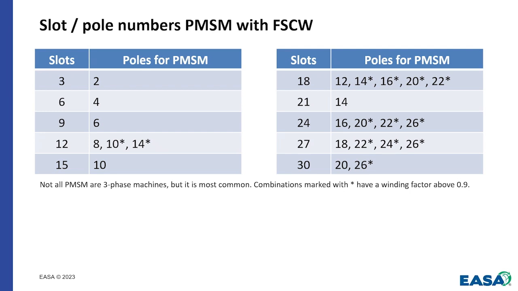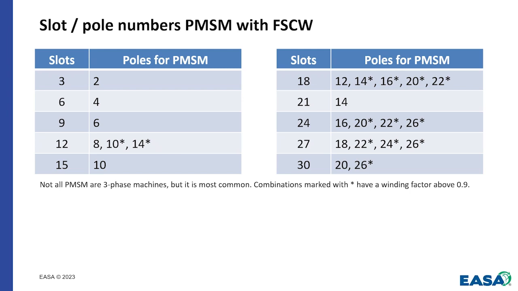If you find something in your shop that doesn't fall in these lines, so if you find a 12 slot and you count 20 magnets on the rotor, give us a call because something's a little screwy there. They may be using a different topology than what this is based on, or it could be a different number of phases than what you're seeing with a 3-phase.